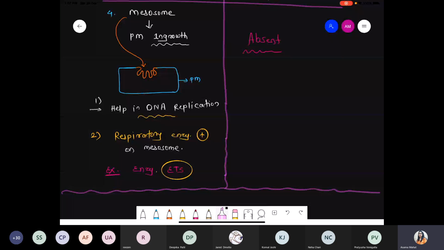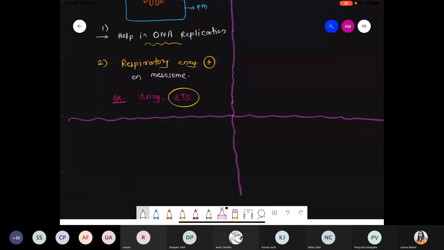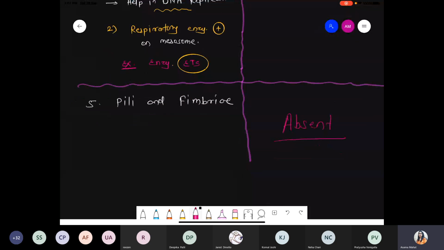Yeah. After the mesosome, we are talking about fimbriae and the pili. Next one, number fifth, pili and fimbriae. I hope you remember pili and the fimbriae. Again, these are characteristic features which are present only and only in bacteria, while in the eukaryotic system they are absent. Now, when you talk about pili and the fimbriae, first point, basically they are some kind of outgrowth. Mesosome is basically an ingrowth, but pili and the fimbriae are outgrowths.